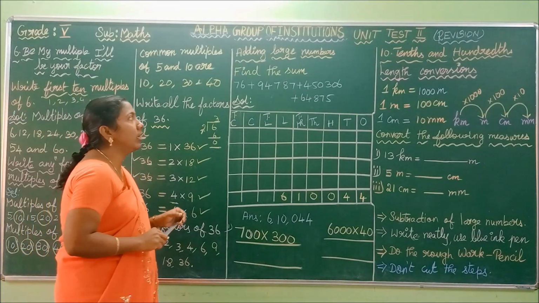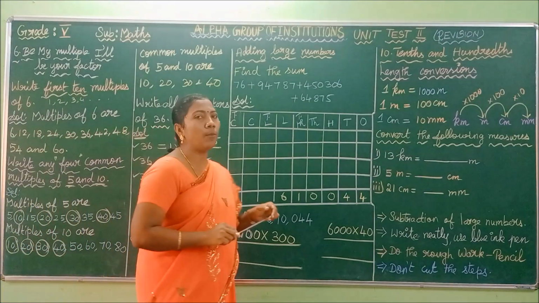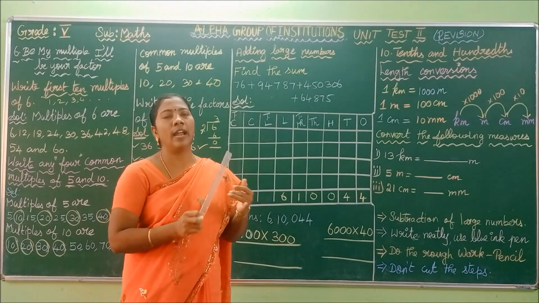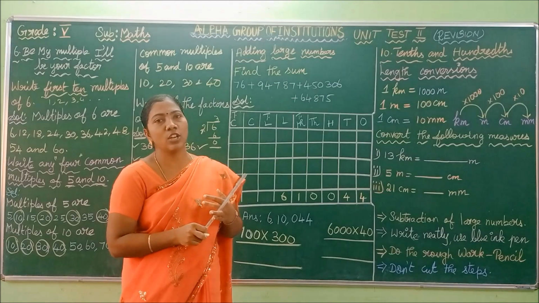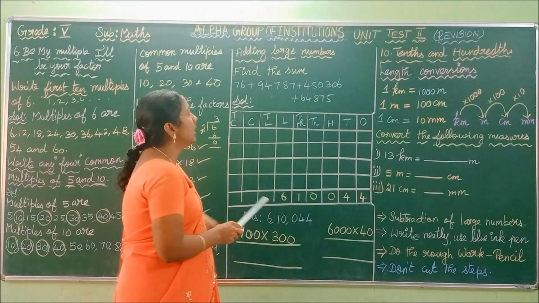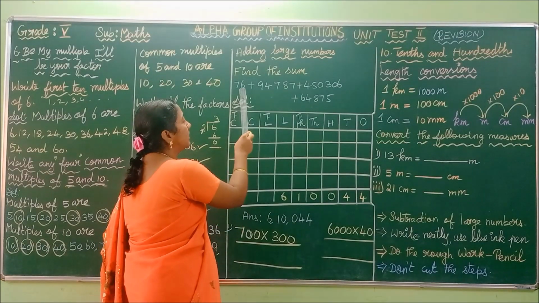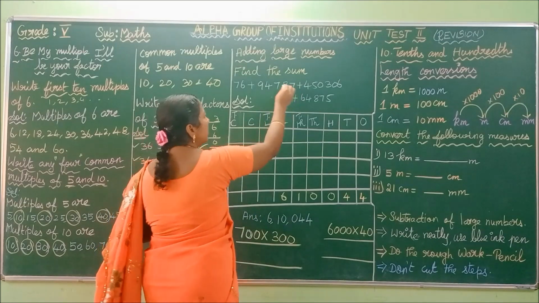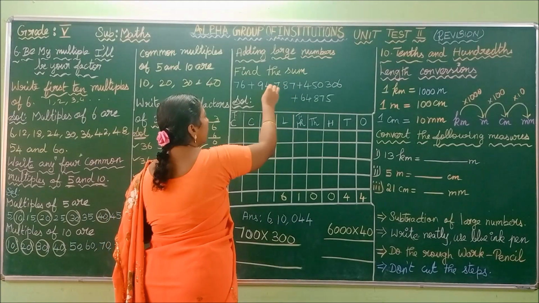Next we are moving to the concept of adding large numbers. In your question paper you definitely have sums based on adding large numbers and subtraction of large numbers. So study these two concepts very well. See here, children, in the question they have given 76 plus. How can you read this number? Ones, tens, 100, 1000, 10,000.